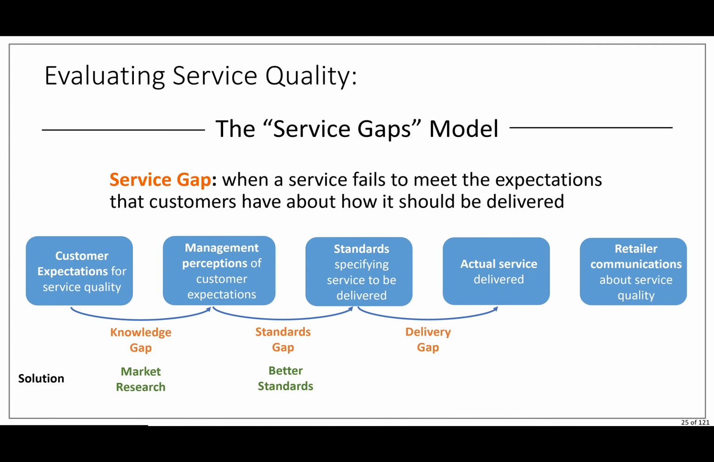And then even if we have a very good standard, still the employee who delivers the service may not deliver exactly the same service that the standard says. So we call it the delivery gap. How do we solve this problem? We could do employee training so that they know better how to deliver good products and good service.